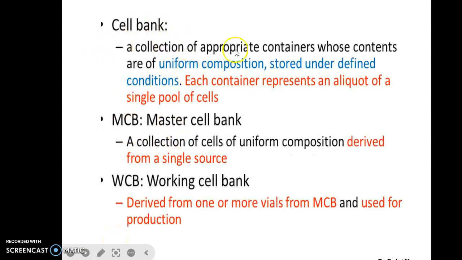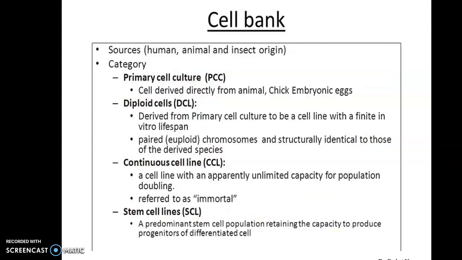A bank is basically a collection of appropriate containers whose contents are of uniform composition. These are stored under defined conditions, and each container represents an aliquot of a single pool of cells. These could be master cell banks, called the MCB, or working cell banks. Master cell banks are collections of cells of uniform composition derived from a single source, while working cell banks are derived from one or more vials from the master cell bank and used for production.